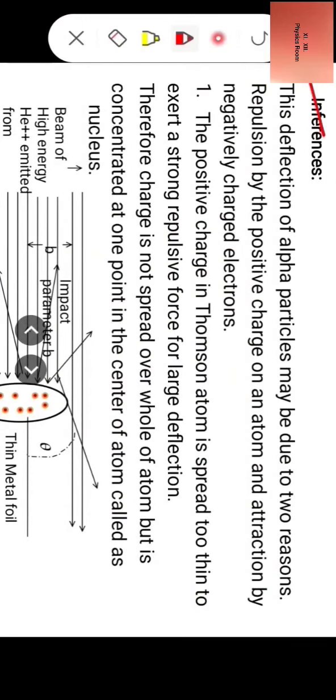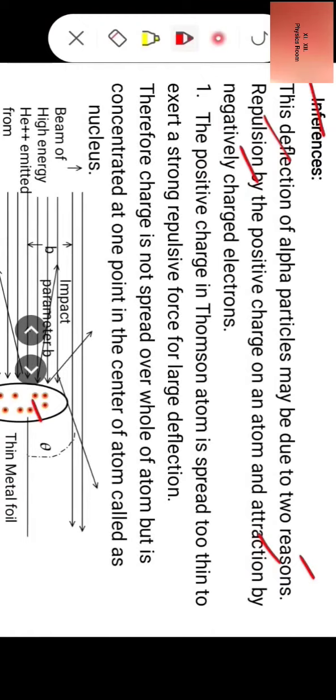Now, inference is drawn. What were the inferences drawn after doing the experiment that we are to see now? This deflection of alpha particles may be due to two reasons. First, repulsion by the positive charge on the atom, and second, attraction by negatively charged electrons.